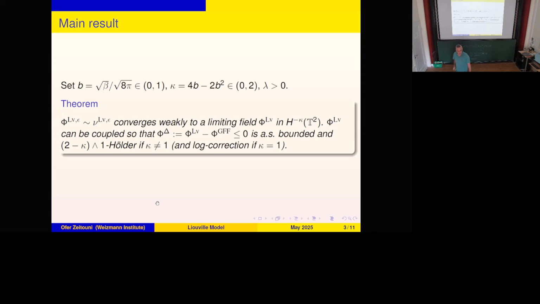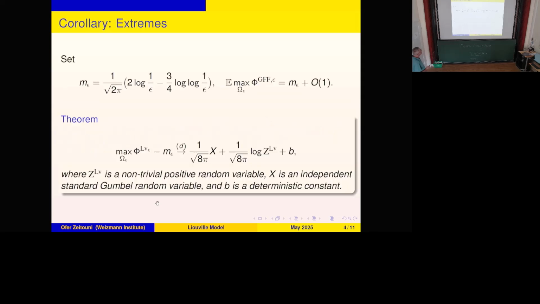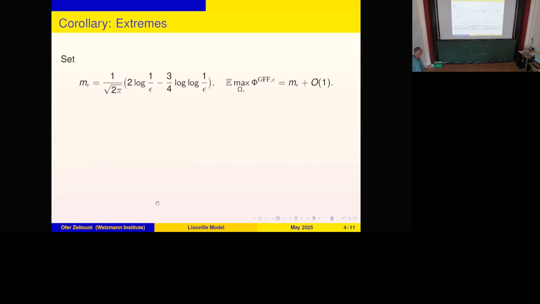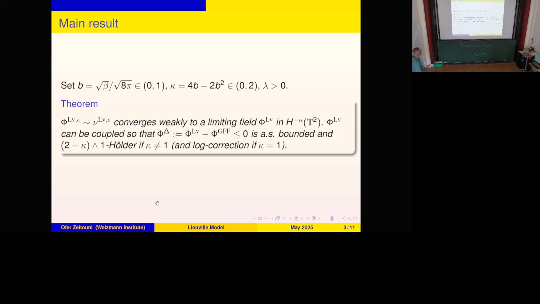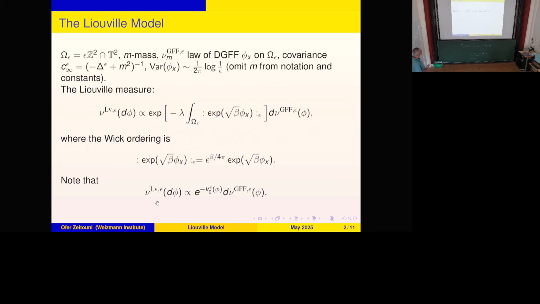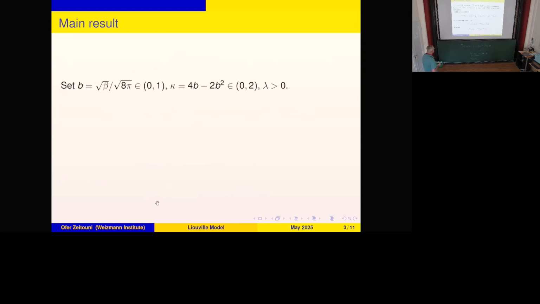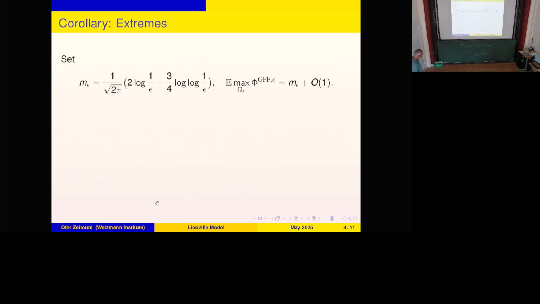What is lambda? Lambda is just where is lambda? The definition, in what way the Liouville, so there was a tilt here. Yeah. So, okay. Lambda? Okay. Good. So that's the result.